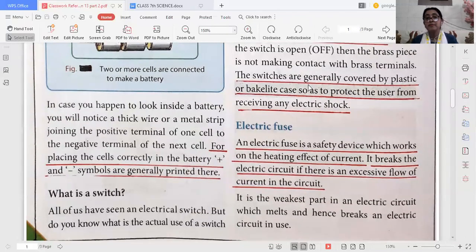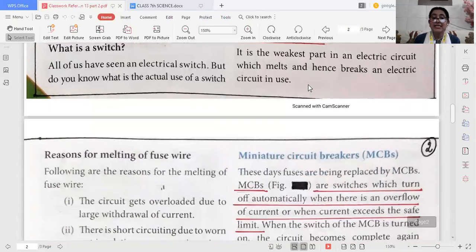Now another component is the electric fuse. Now, what is an electric fuse? An electric fuse is a safety device which works on the heating effect of current. It breaks the electric circuit if there is excessive flow of current in the circuit. We can say the electric fuse is the weakest part in the electric circuit because it melts. And hence, when it melts, it breaks the electric circuit.